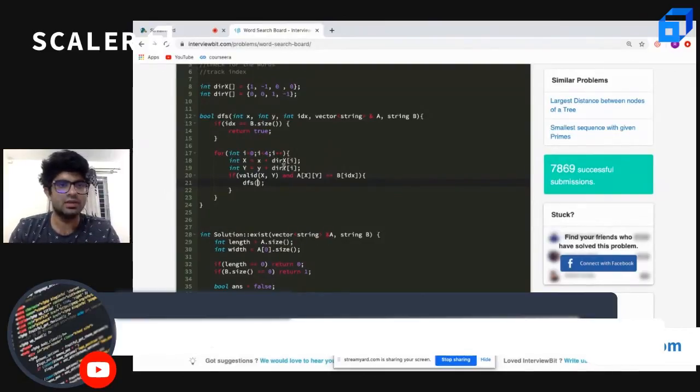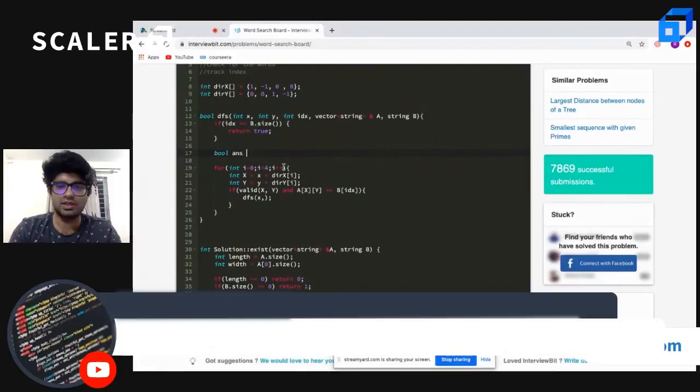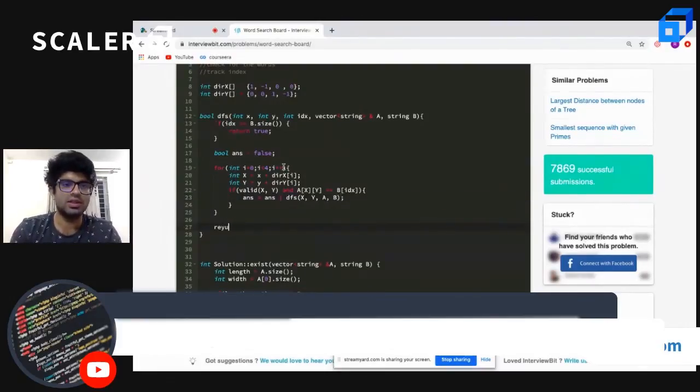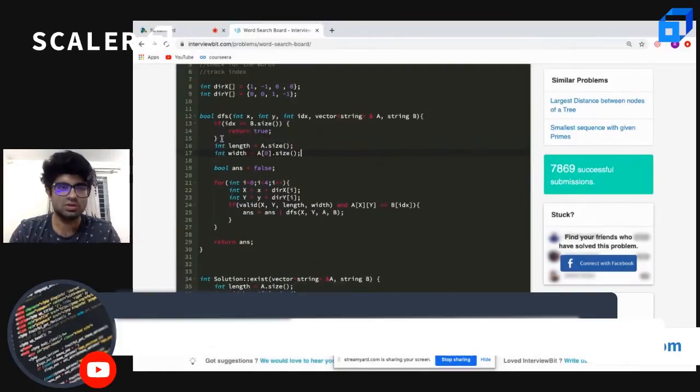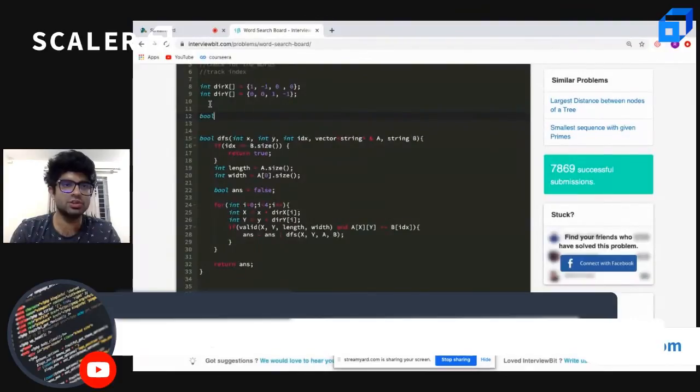So I can move my DFS to this as well. I can initialize my answer to false. I can do the similar thing as I was doing before. It will be equal to answer, simply or as well. So this is the operator, answer, x, y, A, and then B. And I then need to return answer. So I need to maintain that valid function as well. I need to pass length as well as width for these. Copy this. So valid should also be a boolean.